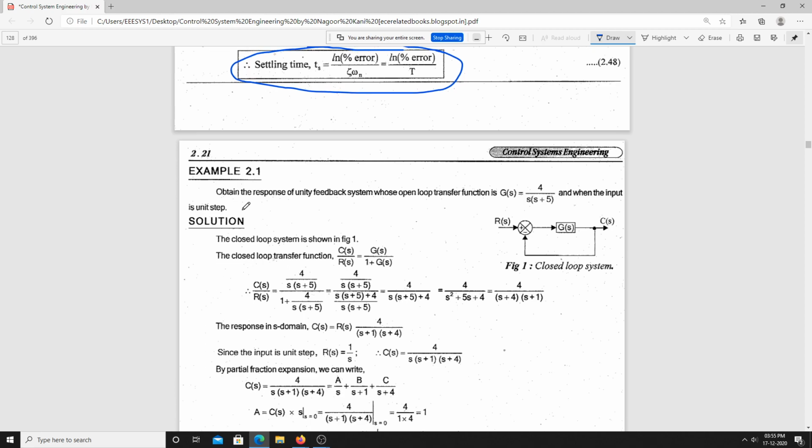Now here we have one example. Obtain the response of a unity feedback system whose open loop transfer function is G(s) equals 4 by s into (s plus 5), and the input is a unit step input. We are supposed to find out the response of this unity feedback system. This is the block diagram they have given. So find out the response for this particular system.